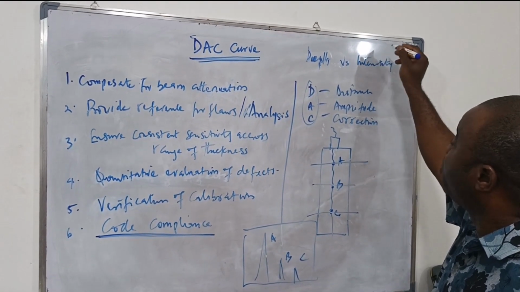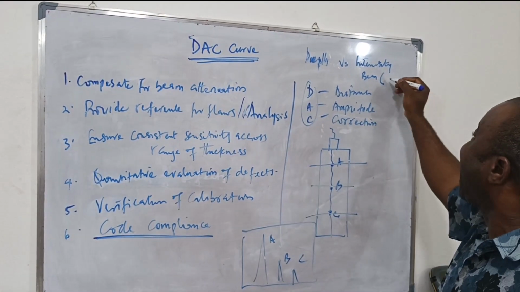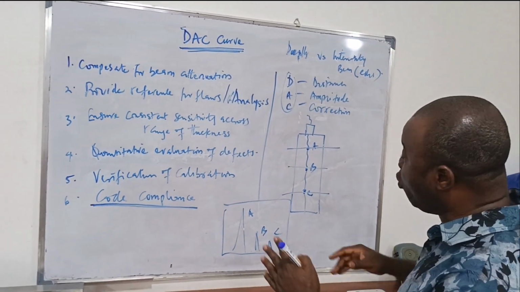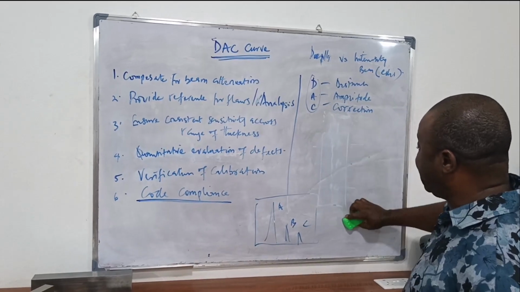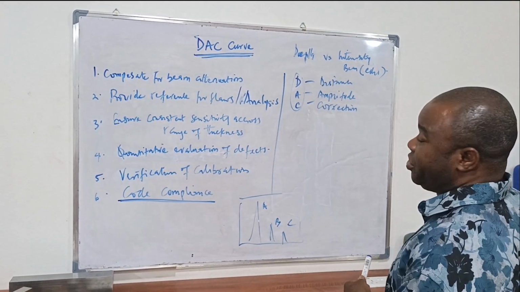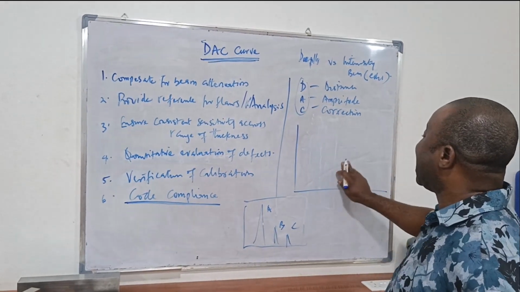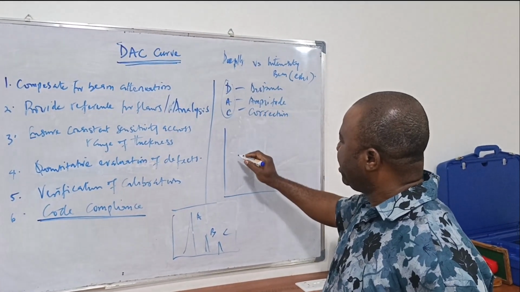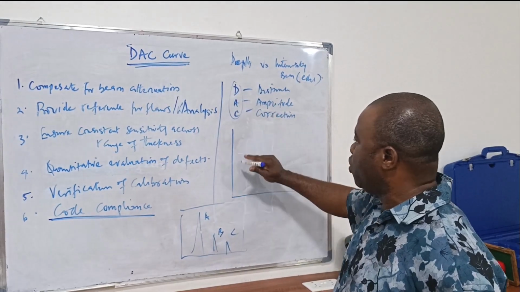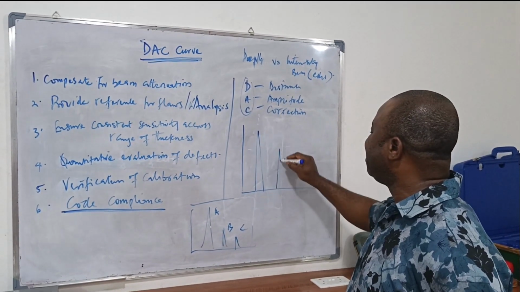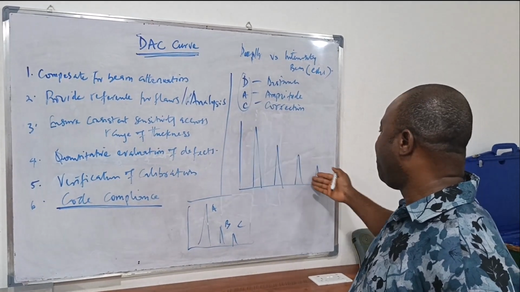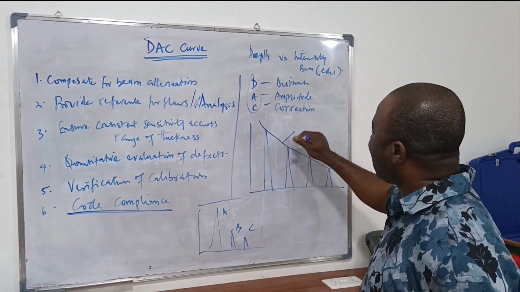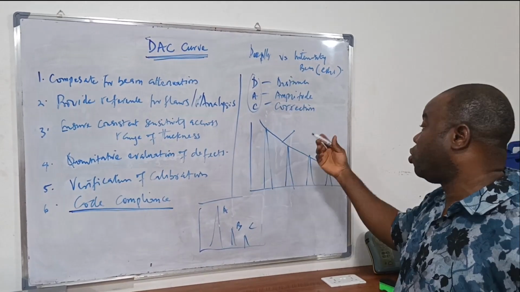The intensity of the ultrasonic beam is shown in your UT machine as the height of the echo. So what the DAC curve does is help us plot how the intensity reduces as the depth of the material increases. If I have a low thickness, I will have a high intensity, and as the thickness or depth increases, I will have echoes coming out like this. If I connect these points together, this curve we are getting is what we call the distance amplitude correction curve.